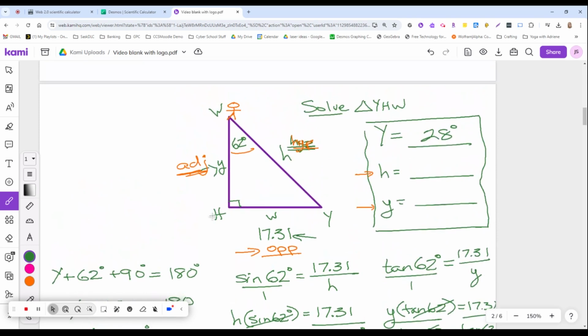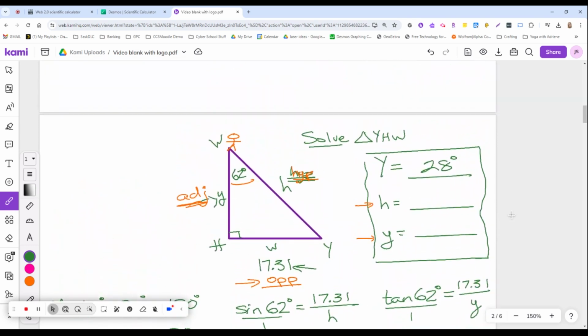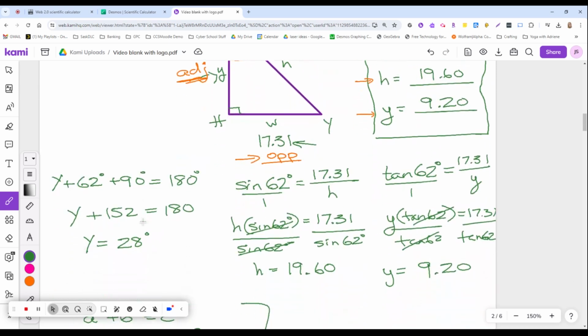So up here, of course, we should fill this in. For h, we got 19.60, and our y value, you're going to have a 9.20 or a 9.19, whichever, depending how you did it. They're both wonderful answers, and that's how you solve a triangle.